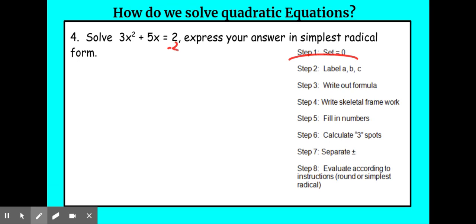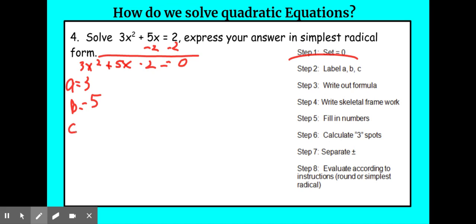So that means we need to move that 2 over. And we're left with 3x squared plus 5x minus 2 equals 0. Next step, label A, B, and C. So our A is the number in front of x squared, which is 3. Our B is the number in front of x, which is 5. And our C is the constant, which is negative 2.